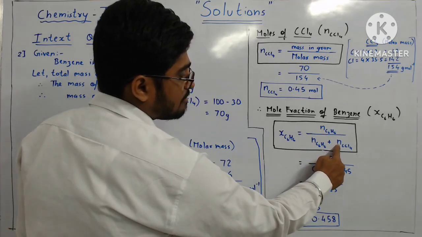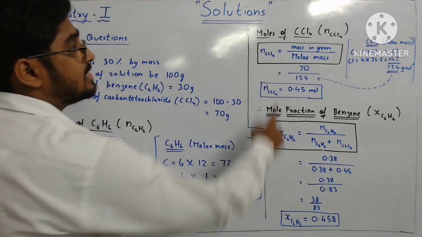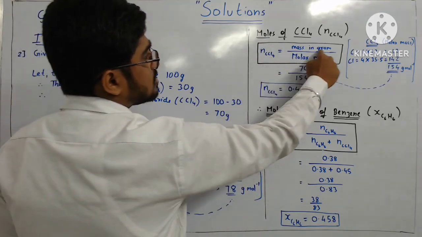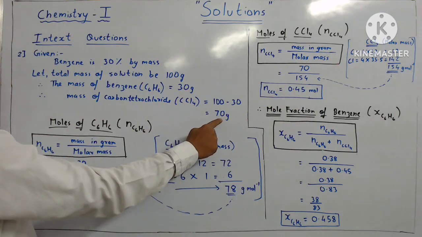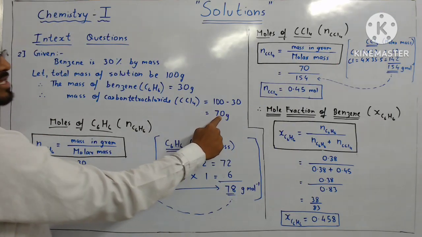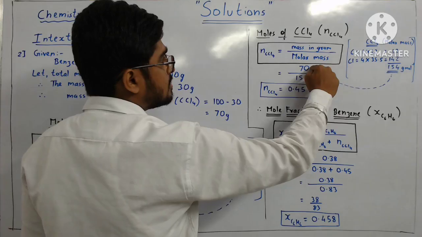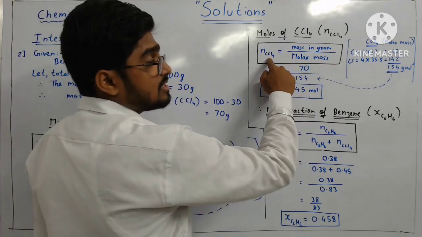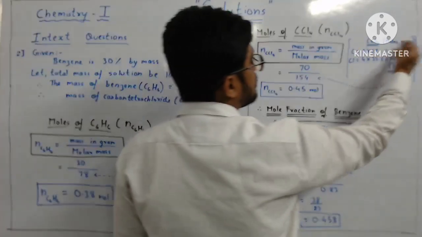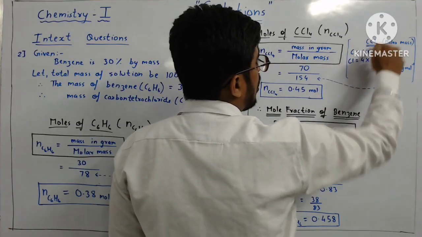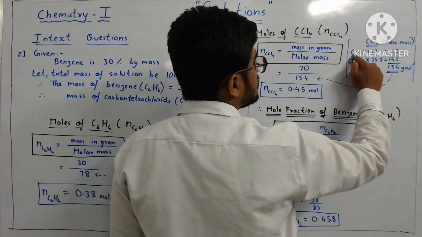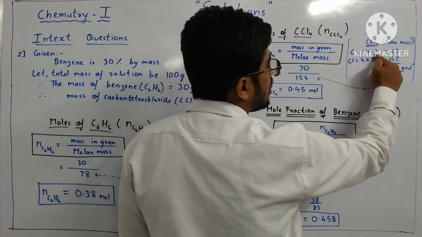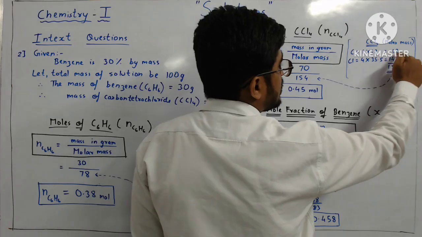Now we need to find the number of moles of carbon tetrachloride. See here, how to find moles of carbon tetrachloride. Keep the mass, which we have found, of carbon tetrachloride up. And what will be down? The molar mass of carbon tetrachloride. So how to find the molar mass of carbon tetrachloride? See, in the full formula, how much is carbon? Only 1. And the atomic mass of 1 carbon is 12. So 1 multiplied by 12 is 12.